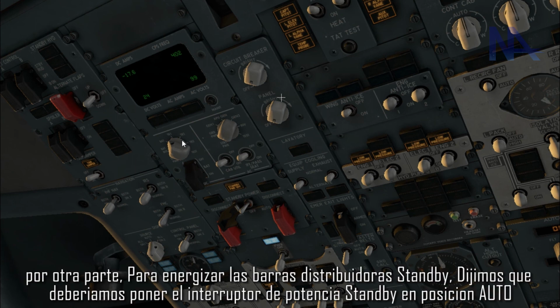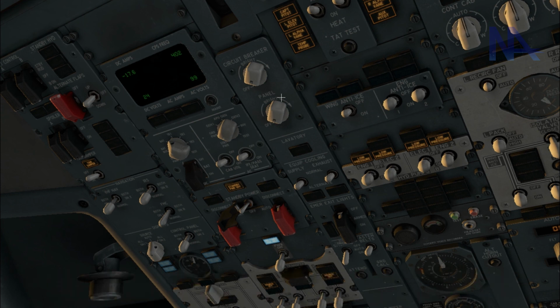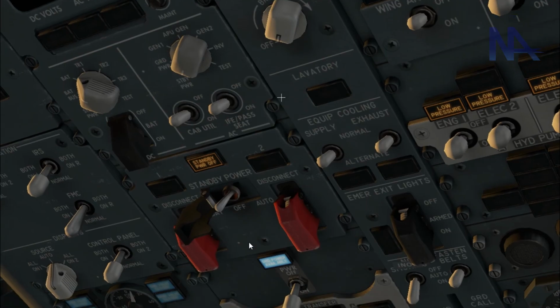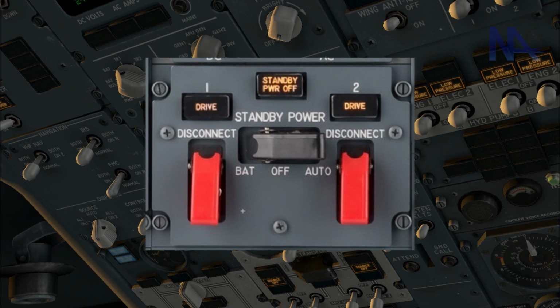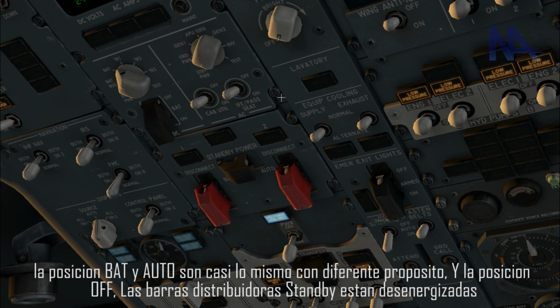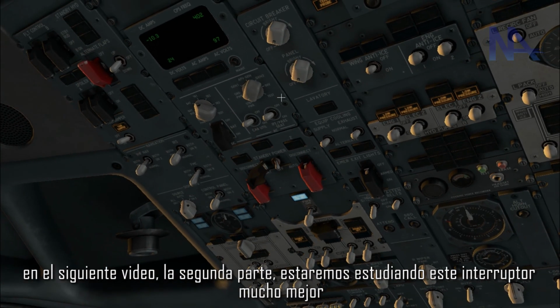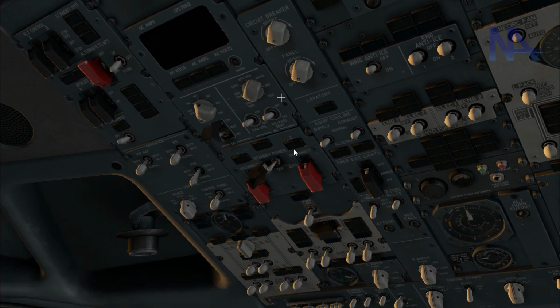On the other hand, to power the standby bus bars, we said that we must set the standby power switch to auto position. This switch has 3 positions. It's just right here. BAT position, off position, and auto position. BAT and auto position are almost the same, with different purpose, and in the off position, the standby buses are unpowered. In the next video, the second part, we will be studying this switch much better.